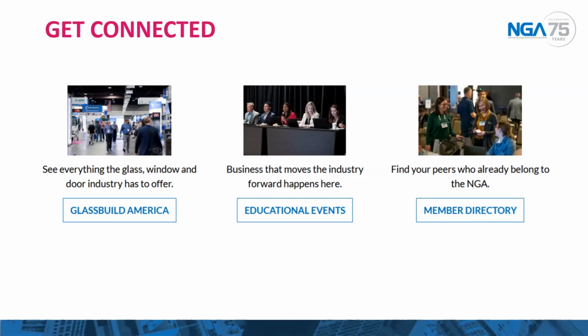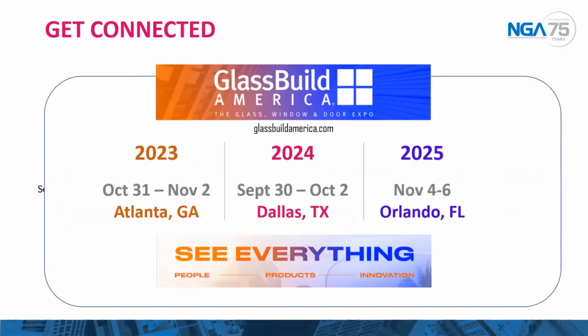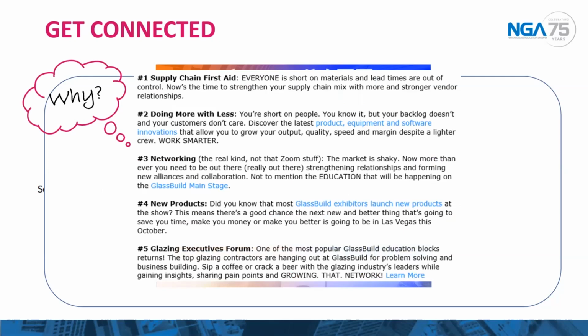Another one of NGA's flagship events is its trade show, Glass Build America. Business gets done, new relationships are forged, and partnerships grow stronger. In 2022, over 8,000 people came to Las Vegas for one of our biggest shows yet. We are moving about the country to new locations beginning in 2024, so mark your calendar and we hope you'll make plans to attend.